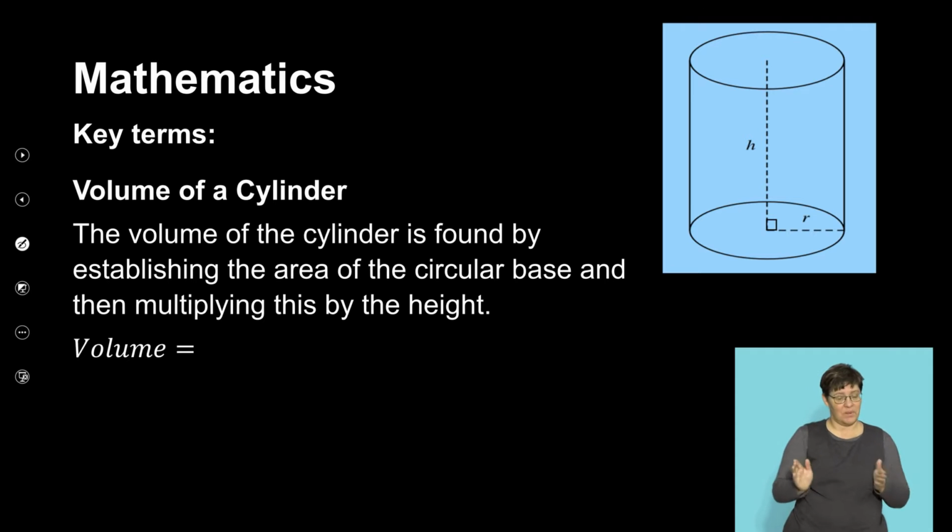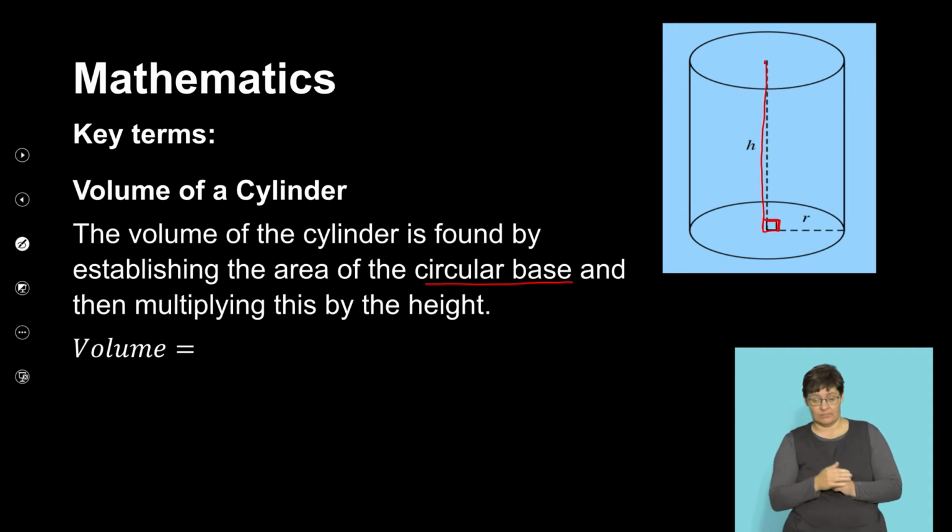So we are now going to calculate the volume of a cylinder. The volume of the cylinder is found by establishing the area of the circular base and then multiplying this by the height. Again, it's going to be the perpendicular height. We can see this perpendicular height has been labeled specifically because we have this right angle present.